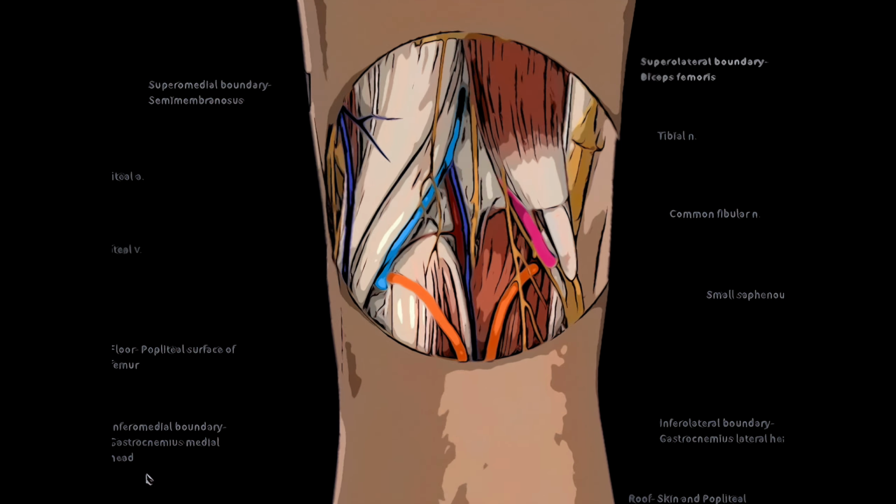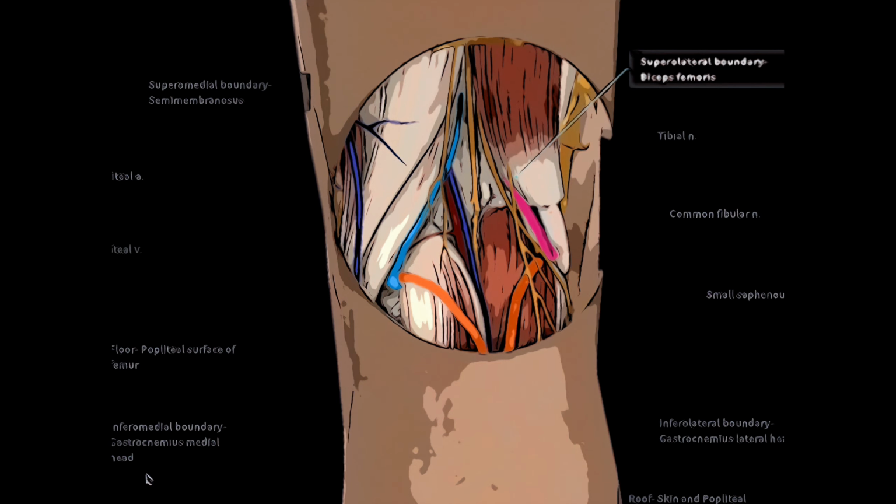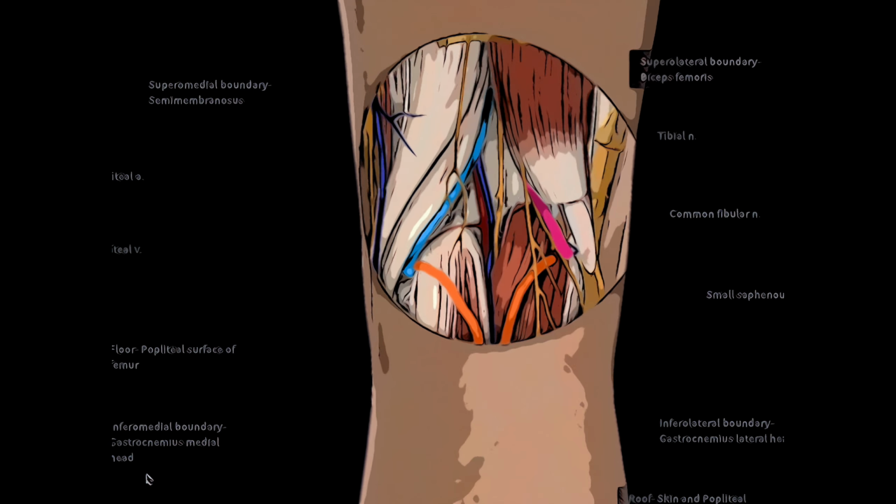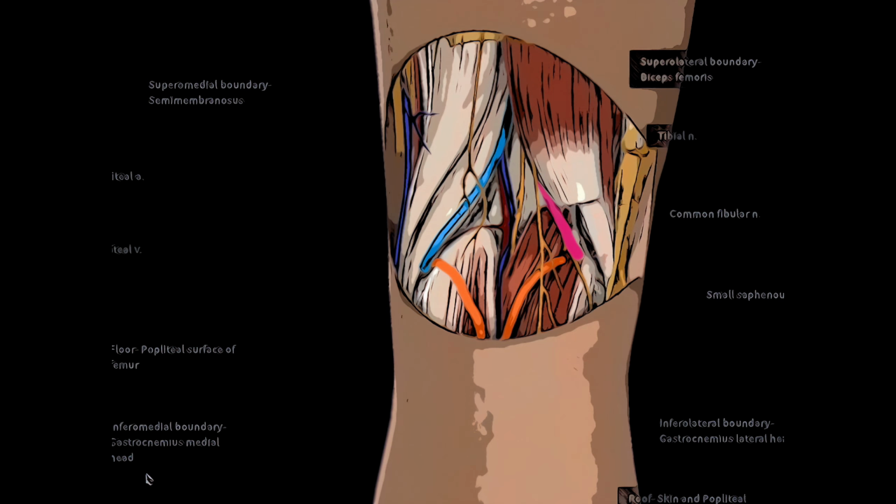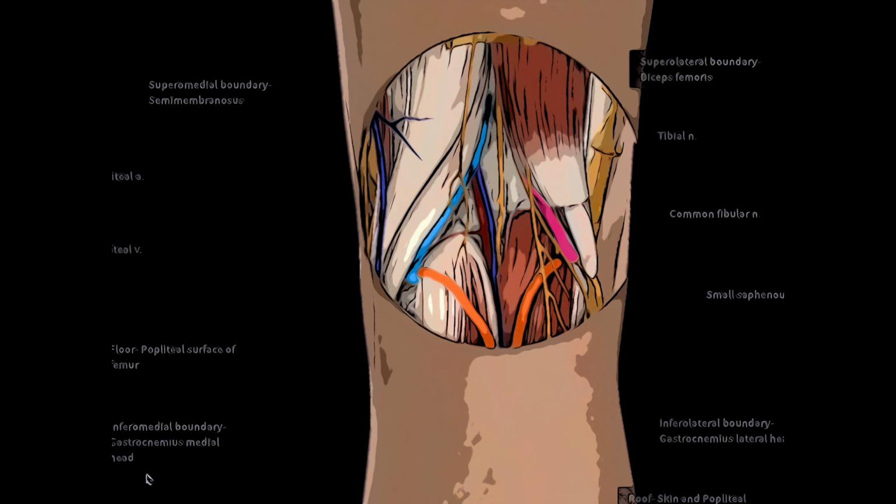The superolateral boundary is formed by the biceps femoris muscle. Recall that the biceps femoris has both a long head and a short head, both of which pass across the knee joint along the lateral aspect of the knee. So in summary, the hamstring muscles, including the semitendinosus, semimembranosus, and the biceps femoris long head, form the superomedial and superolateral boundaries of the popliteal fossa, respectively.